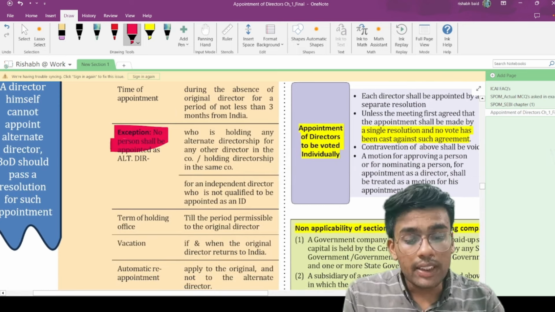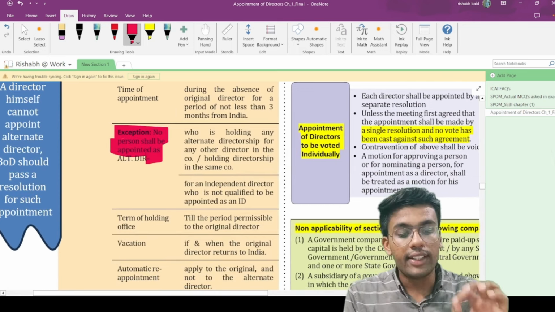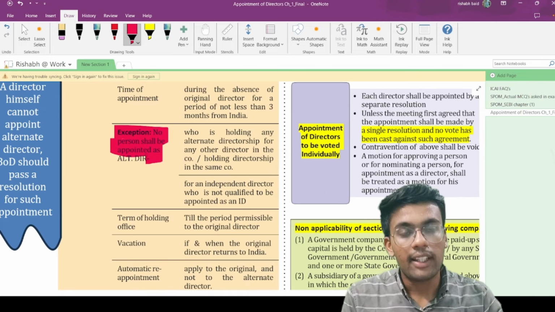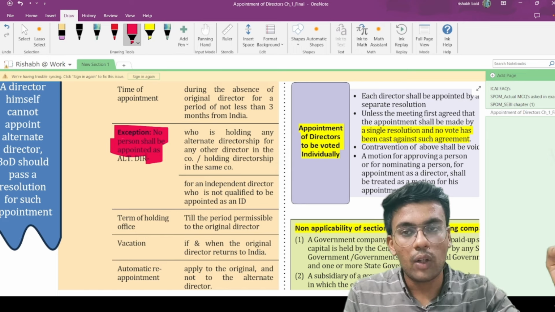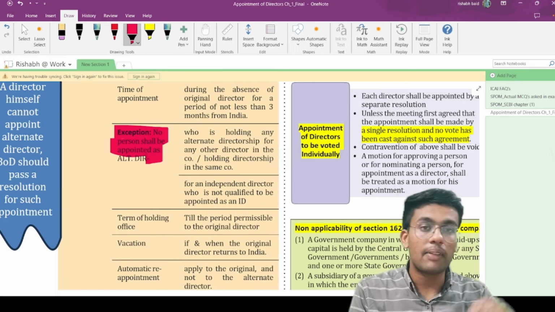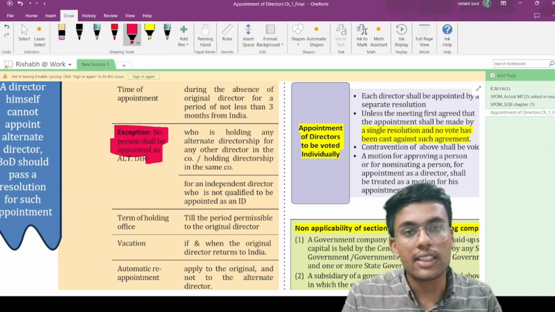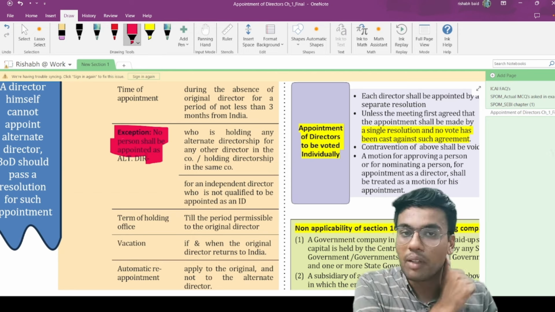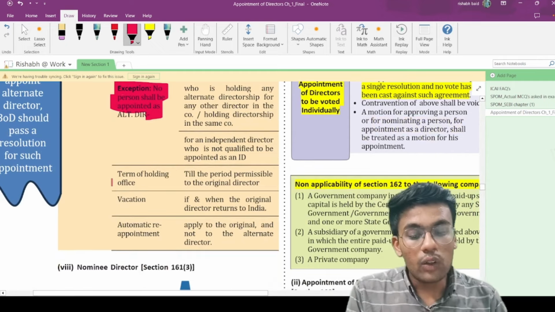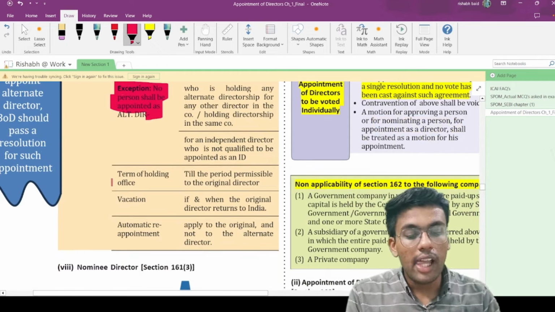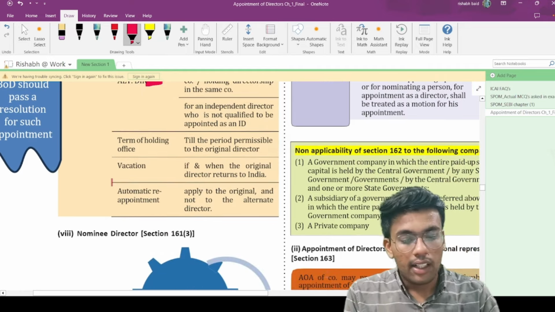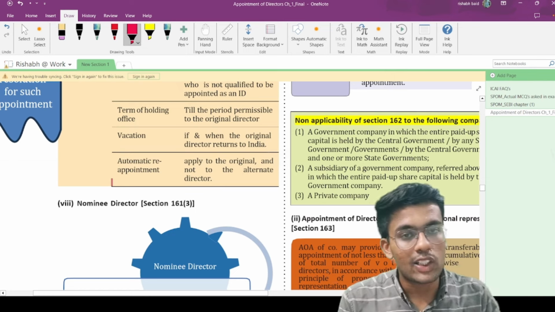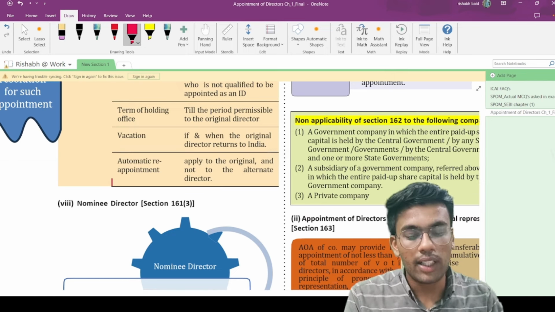Exception: no person shall be appointed as alternate director if he is holding any kind of alternate directorship or any other directorship in the same company. If a person is nominated to be appointed as alternate director, but he is also holding directorship in the same company as an alternate director or any other kind of directorship, then that person will not be entitled to be appointed as alternate director. Now, term of holding office: not beyond the period permissible to the original director. Automatic reappointment applies only to the original director and is not applicable to the alternate director.